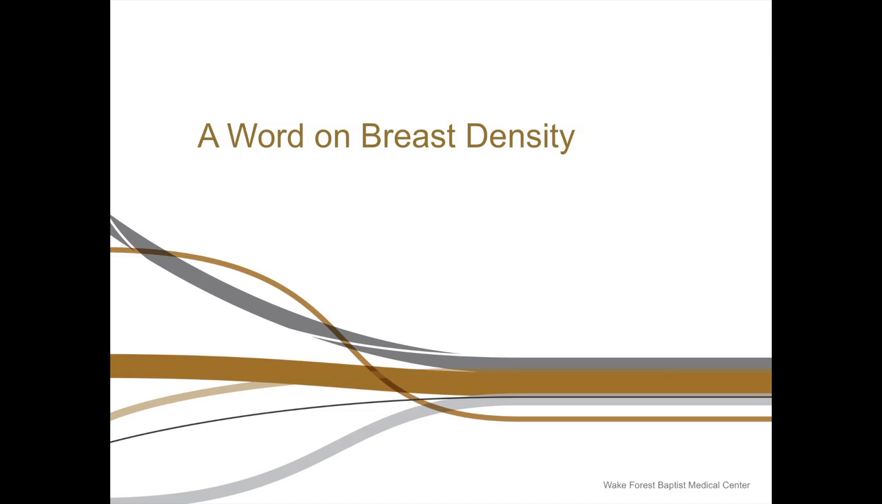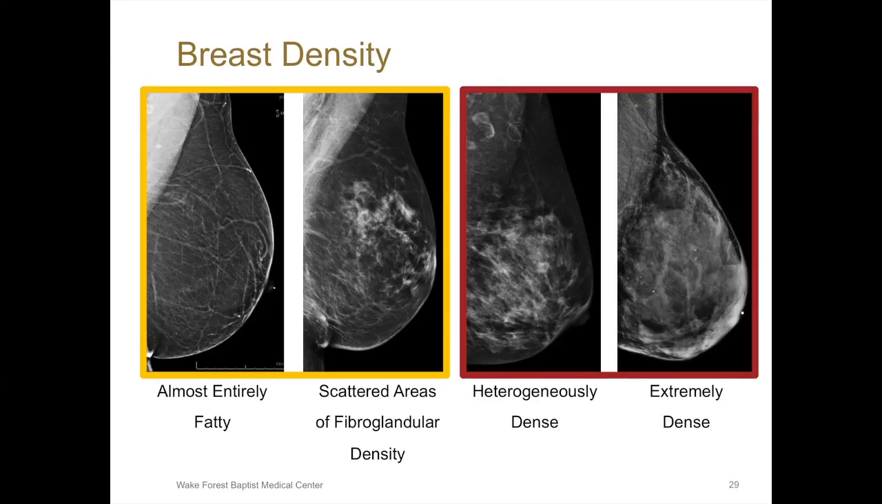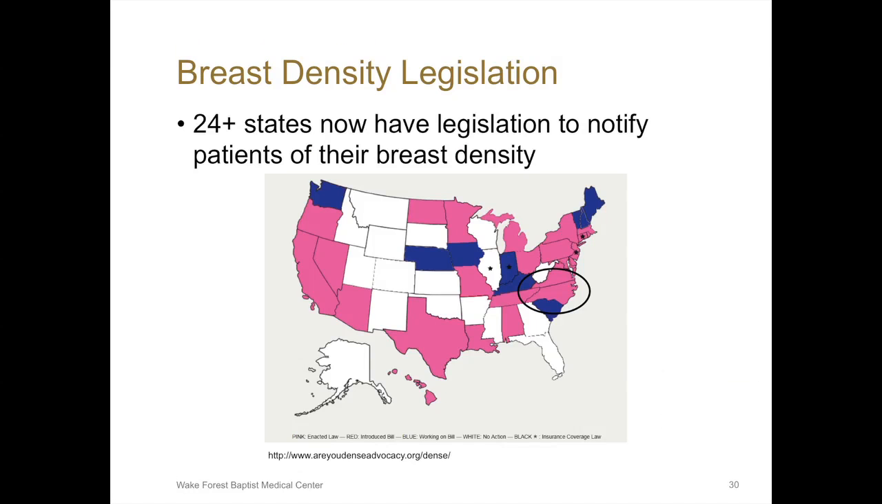So let's go ahead and talk about breast density for a second. So here's just a reminder. We have our not dense breast with gray fatty tissue working all the way up to our extremely dense breast with all this white glandular tissue. So about half of the states now have legislation saying that you have to notify patients of their breast density. So here, all these pink states have the legislation, including us in North Carolina, and the blue states are working on such a law.